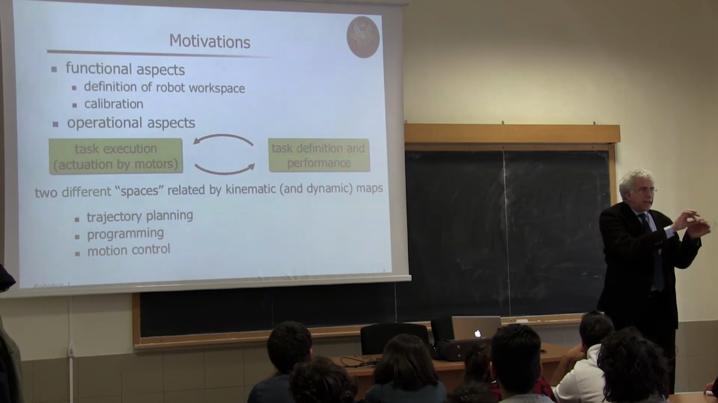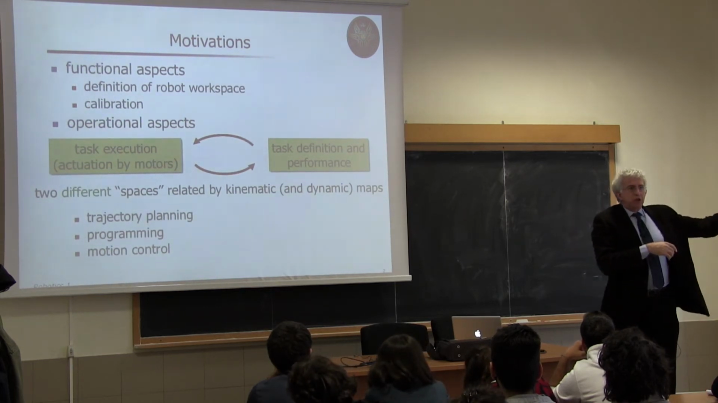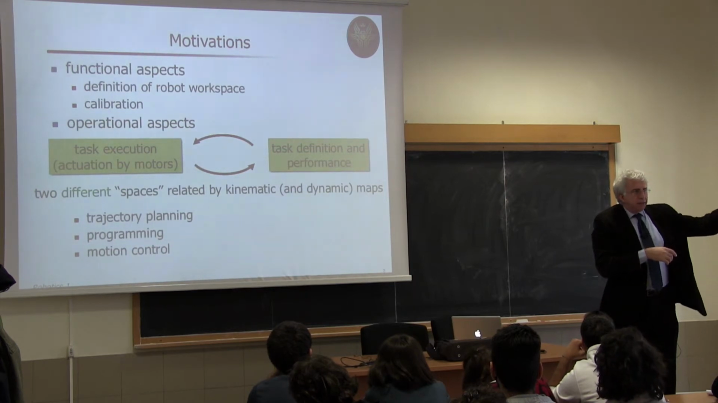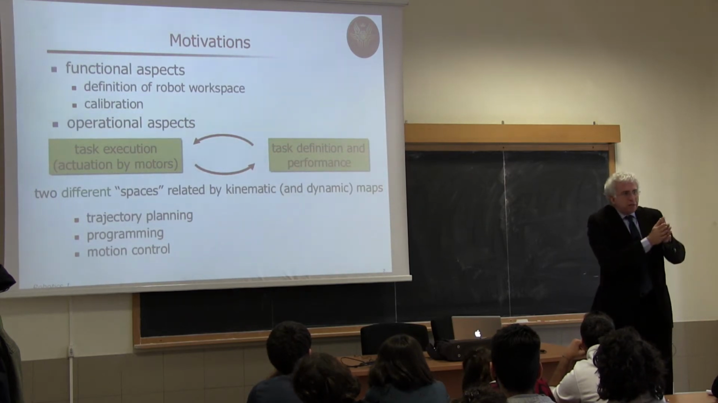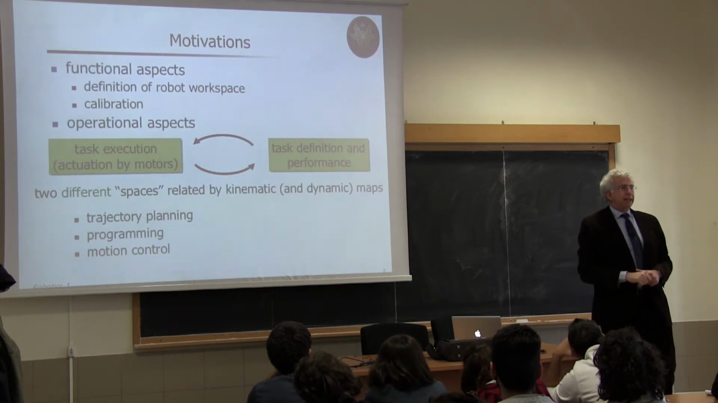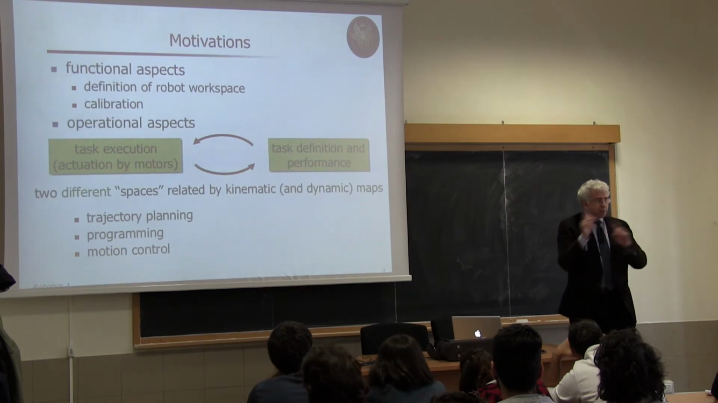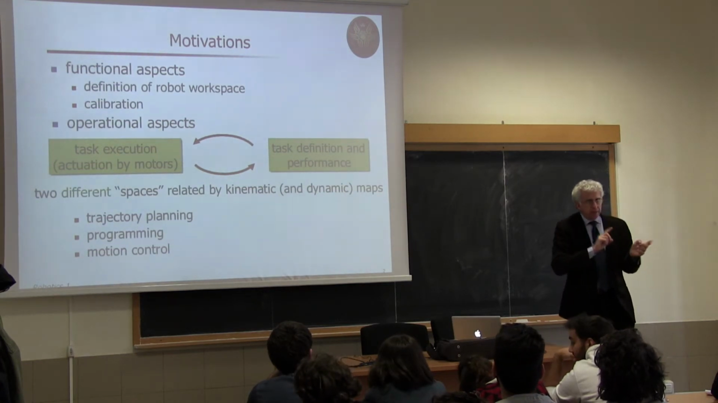If the task is go along this line, we give some motion in the joint space of the arm, the end effector will move accordingly, but it may not go exactly along the line, so we evaluate the performance again in the task space. Okay? So you see, it's a back and forth operation.